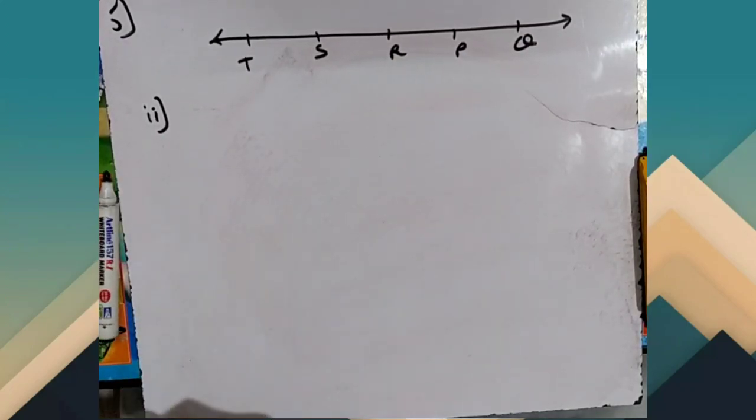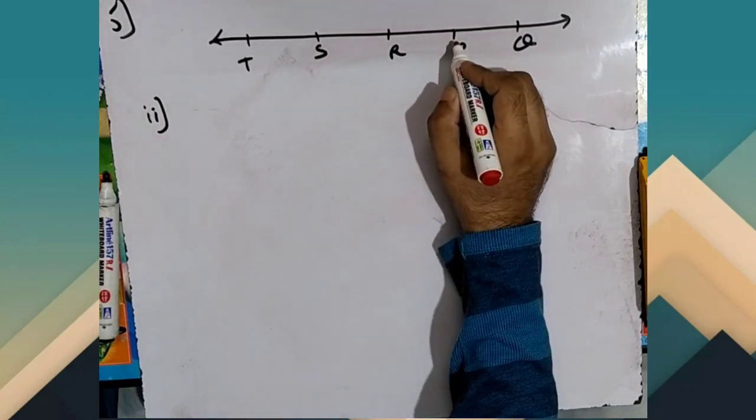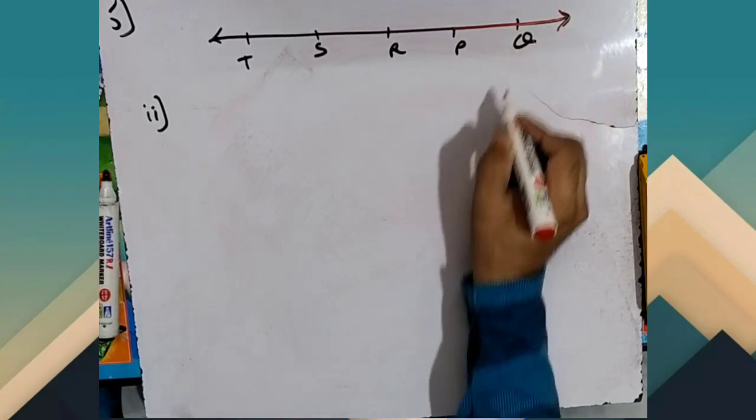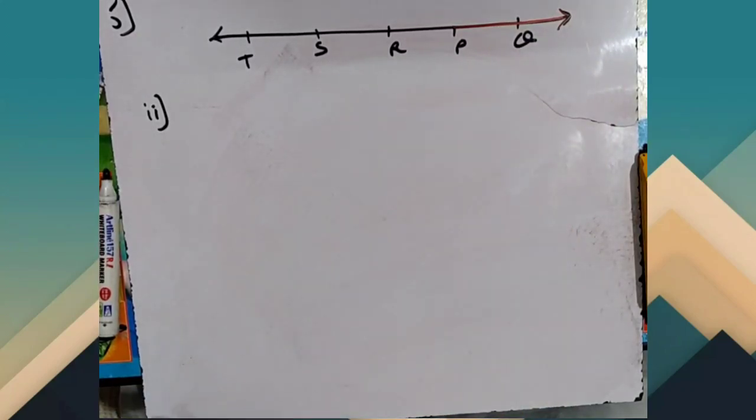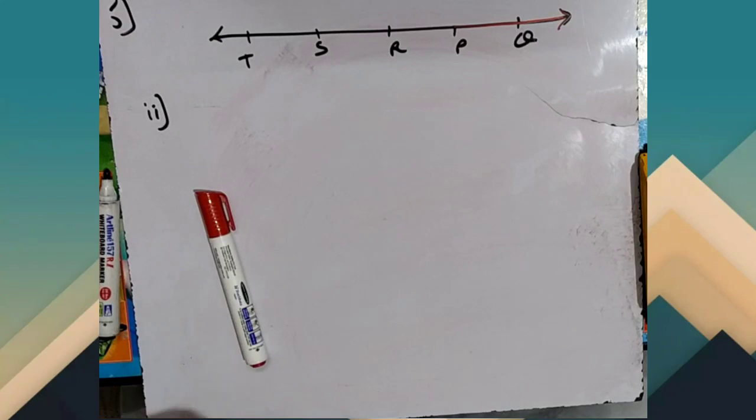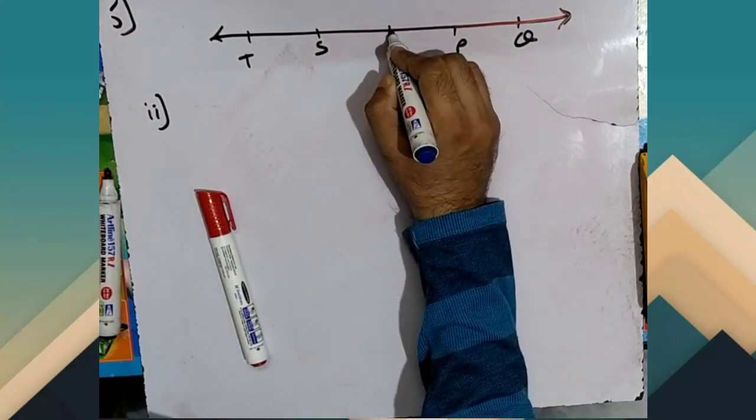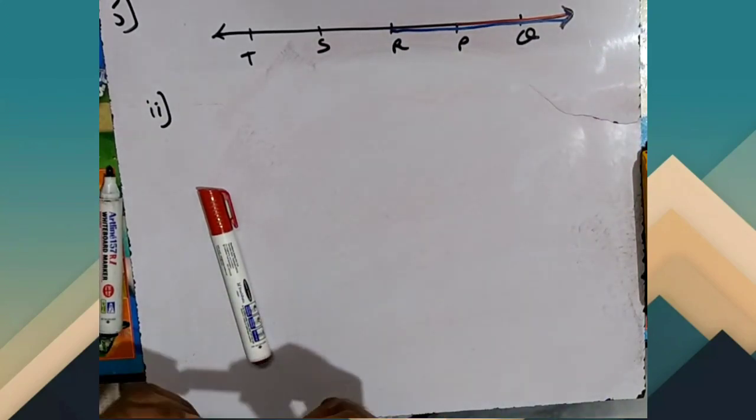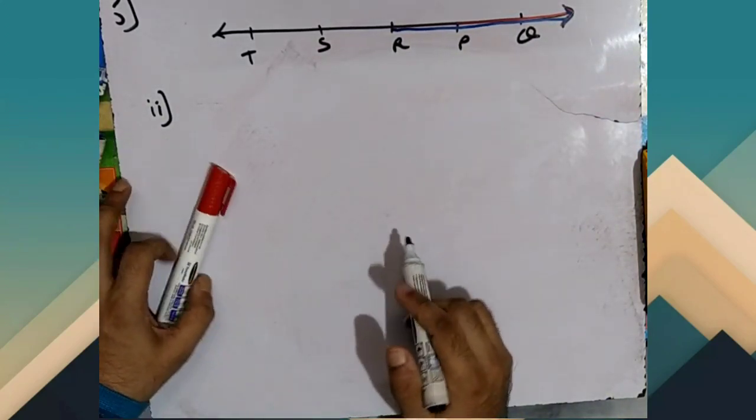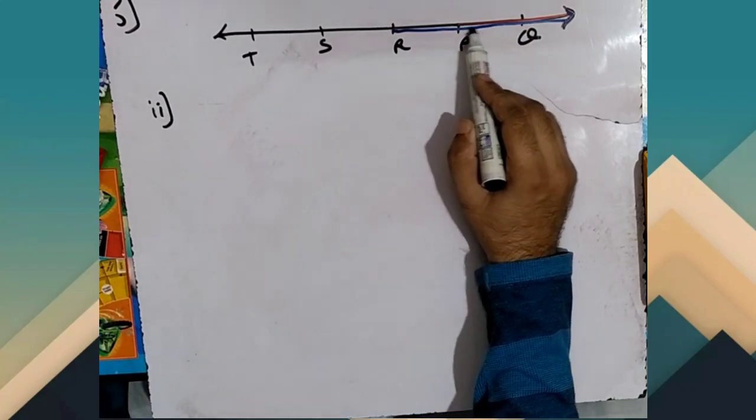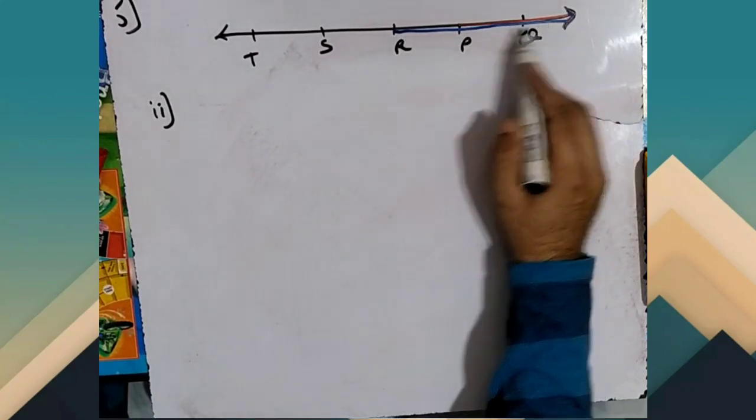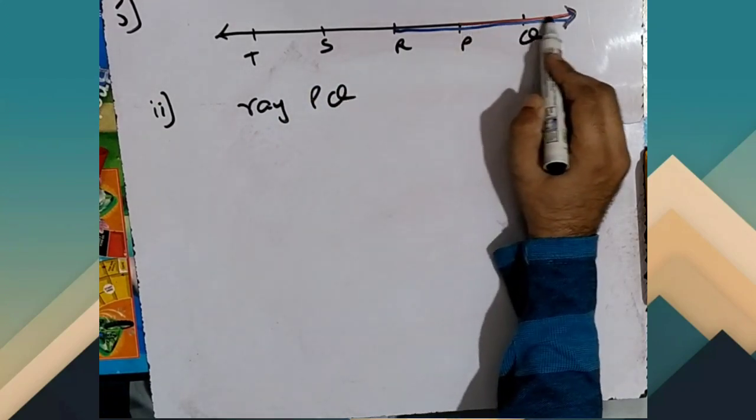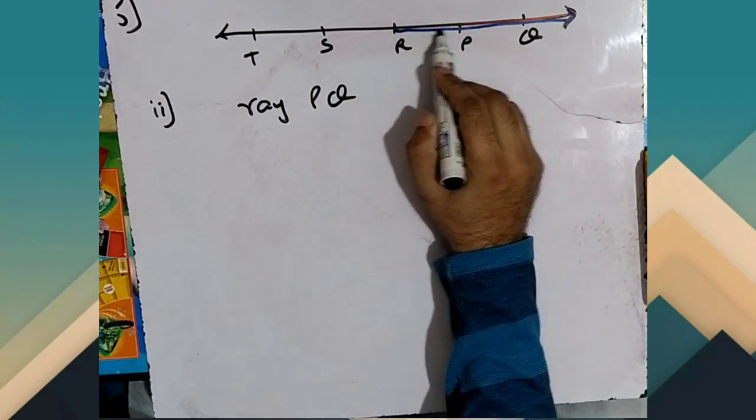Intersection means common. Ray PQ starts from point P, goes towards point Q, and ray RP starts from point R and goes towards point P. Now the intersection of both the rays, that means the common part, the intersection of ray PQ and ray RP will be ray PQ, because ray PQ lies on the ray RP.